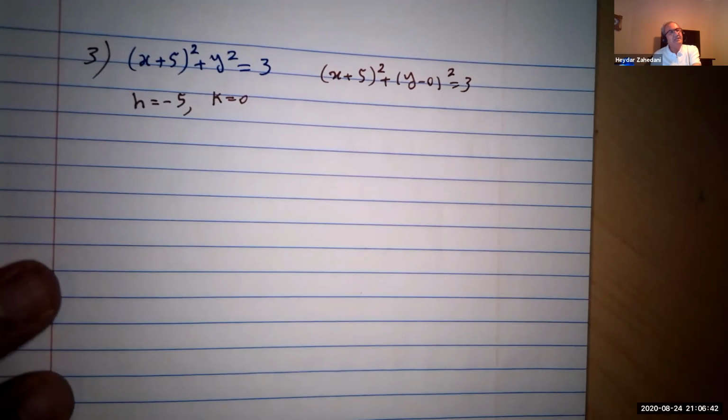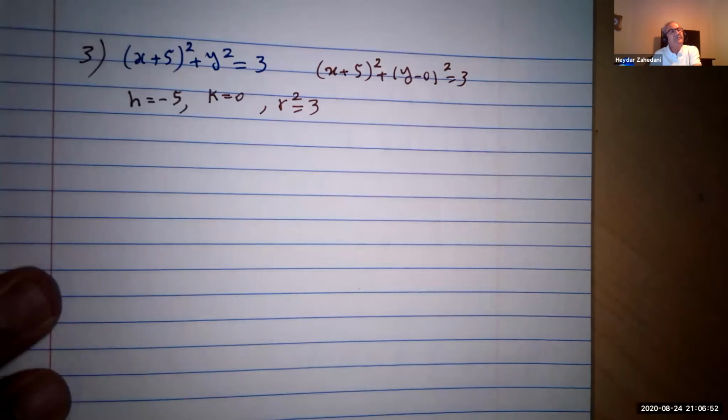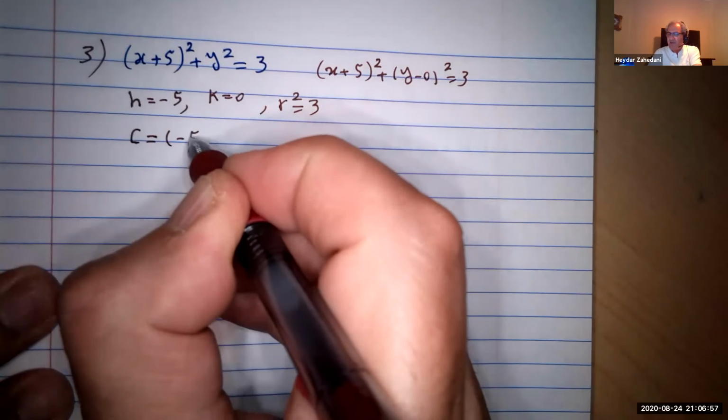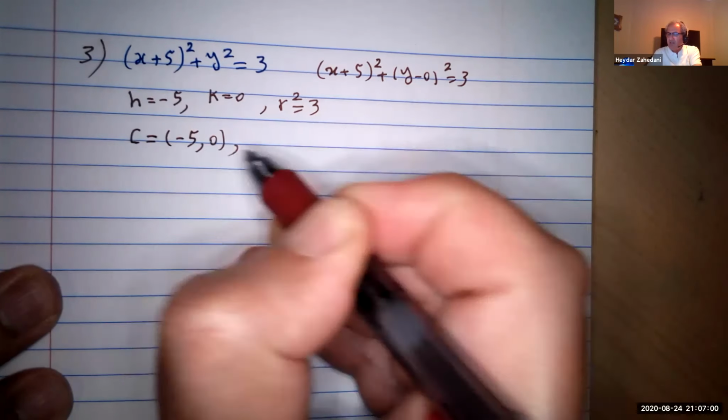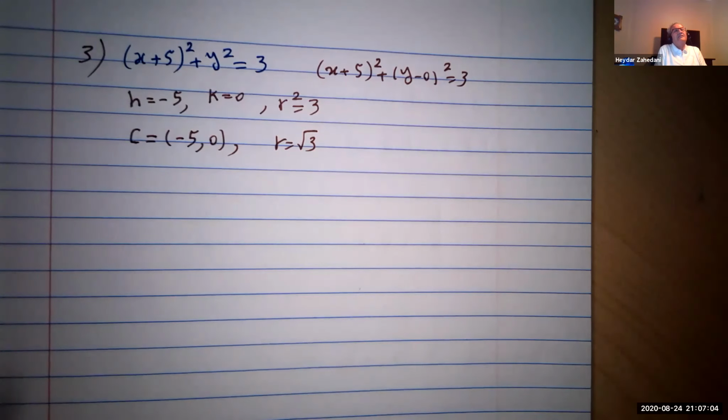Okay, so k is 0, h is negative 5, and r squared is equal to 3. So the center is negative 5 comma 0, and the r is simply radical 3. We don't usually use decimal numbers. So r squared equal to 3, so r would be radical 3, and it's accepted. Any question?